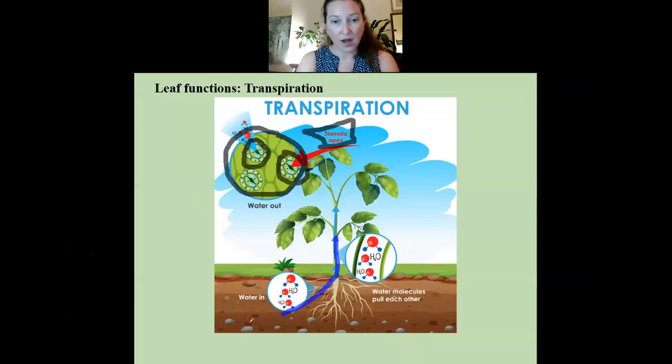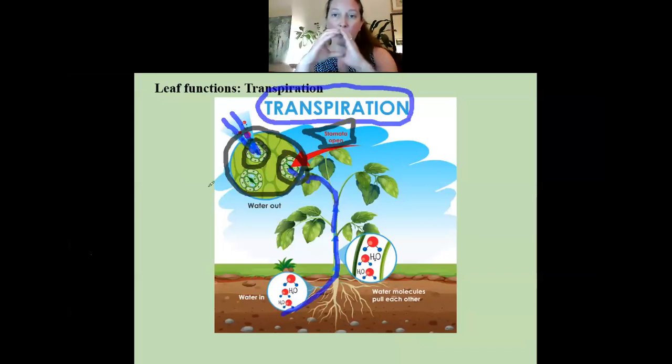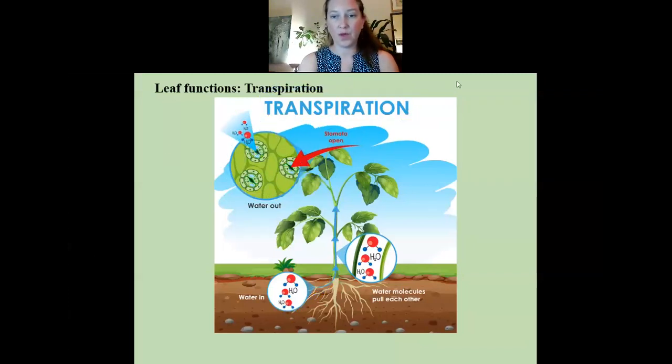So here we go again. Here's our water entering at the roots, right? Here it is going up the stem. Ultimately, it's going to go into the leaf. And then eventually, as water vapor, it gets released out of these holes called stomata. And this process, all taken together, of water vapor leaving the holes in the leaf is called transpiration.